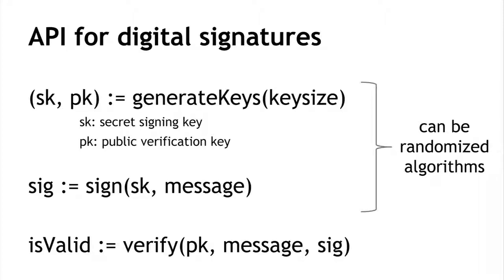These three algorithms constitute a signature scheme. I'll note that the first two can be randomized algorithms. The verification won't be; it will always be deterministic. In fact, if you think about it, generate keys had better be randomized because it ought to be generating different keys for different people.